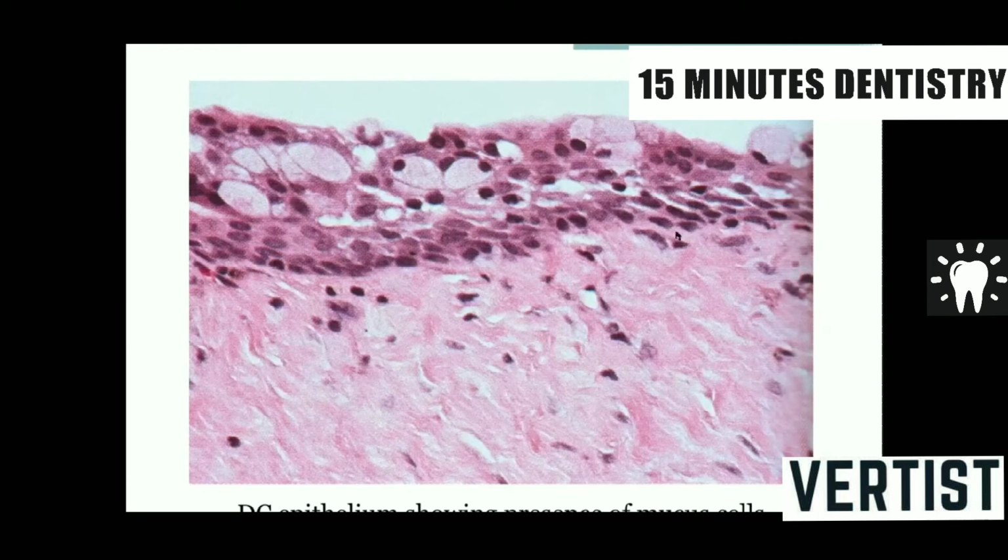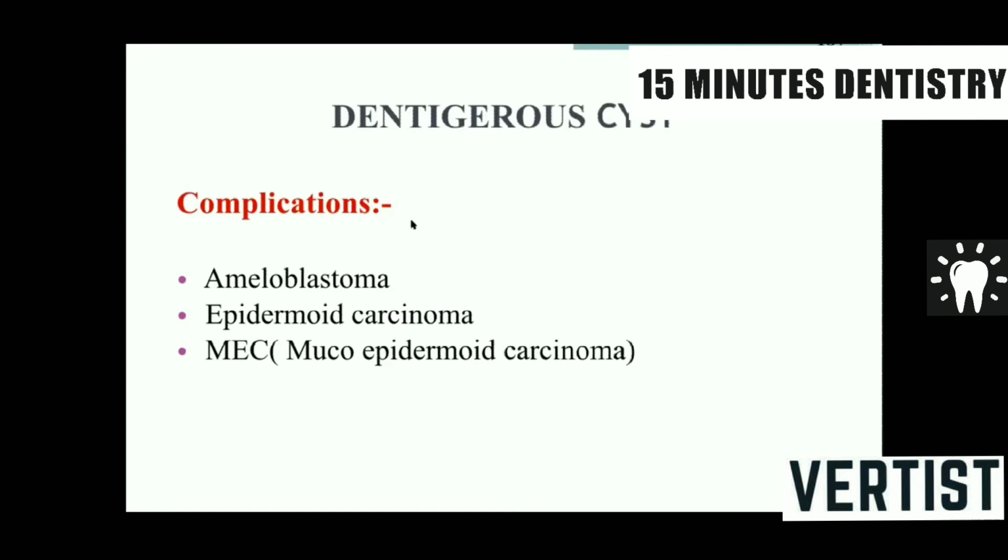Also, since this epithelium is a stratified squamous epithelium, stratified squamous cell carcinoma also can be seen developing from the lining of this cyst. So one has to be very, very careful. So complications. If your note is written in your paper about complications of dentigerous cyst, your examiner will become very, very happy, and he will give you additional 2 marks, because then we know that you have actually studied this topic very seriously. So what are the complications of dentigerous cyst?